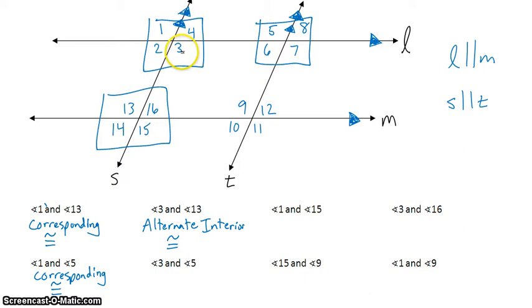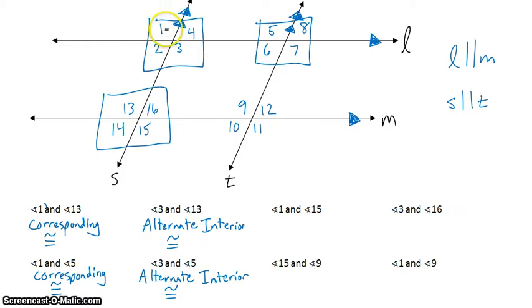3 and 5. My transversal is now L, and my parallel lines are S and T. And 3 and 5 are on opposite sides of my transversal, which means they alternate. And they're between my parallel lines, which means that they are interior. Again, 3 can be an alternate interior angle with different angles depending on what transversal I'm on. 3 and 5 are alternate interior angles between parallel lines. They're going to be congruent.